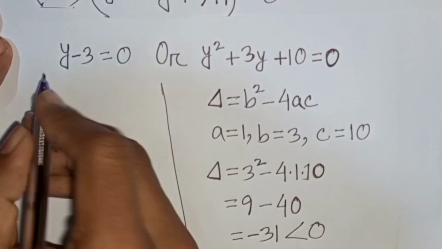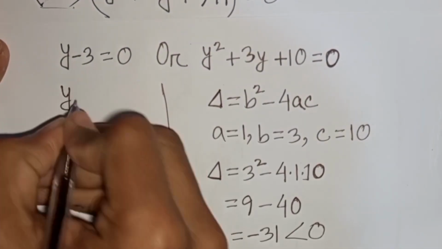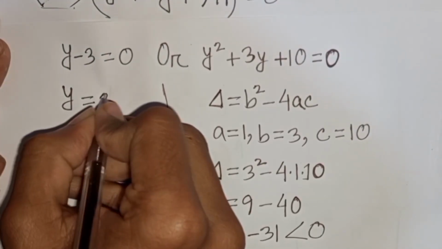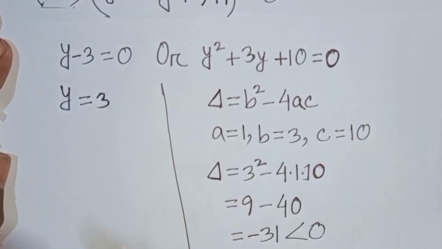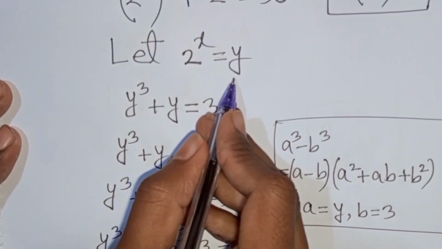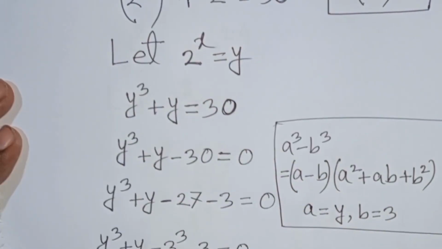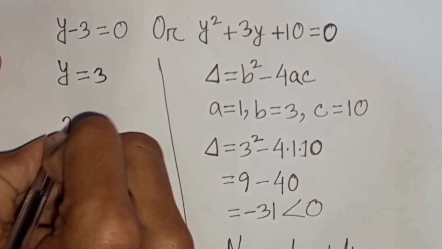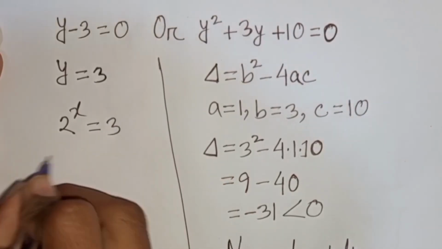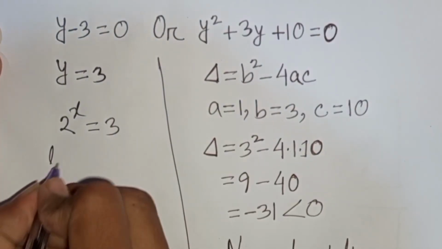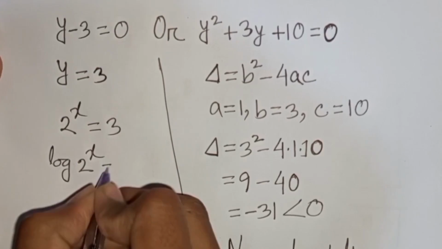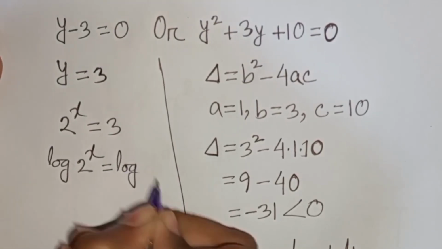Now from here y is equal to this minus 3 take to the right side, so this will be plus 3. Now we see y is equal to 3, but remember that let 2 power x is substituted by y. So y, that means 2 power x. So y, that means it will be 2 power x is equal to 3. Now we take log in both sides. You can write here log of 2 power x is equal to log of 3.